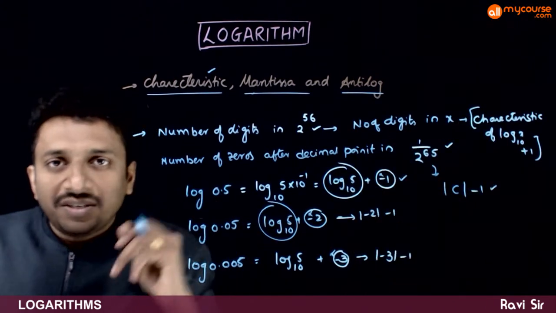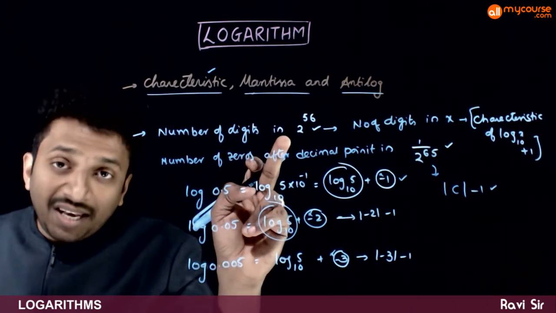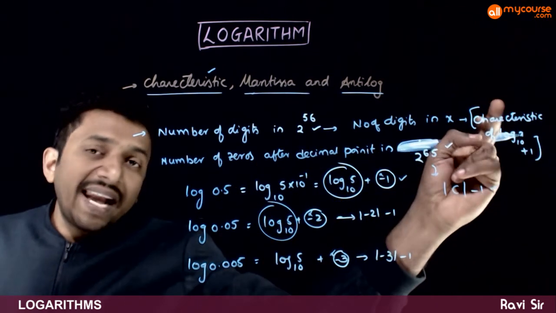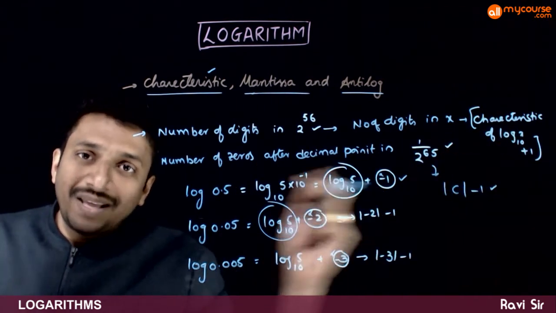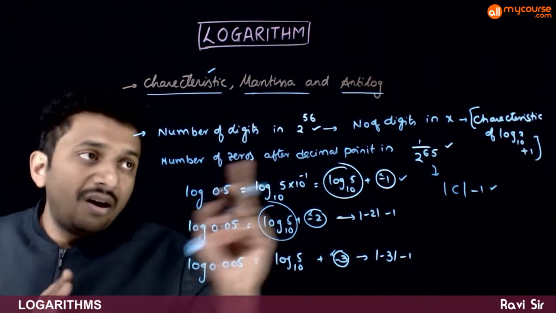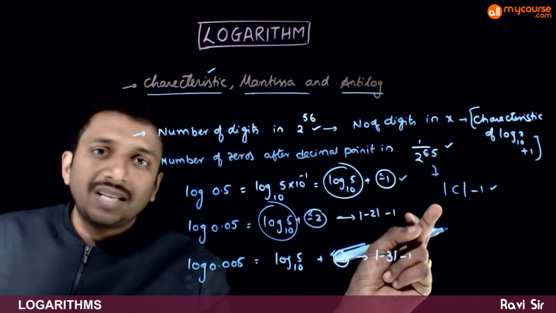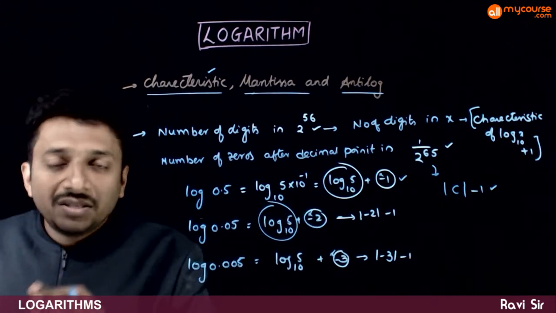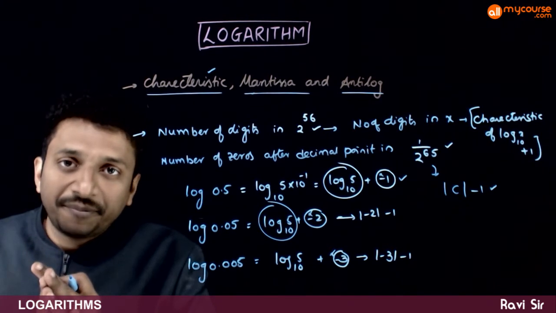These are the two formulas. The number of digits in any number is nothing but the characteristic of that number plus 1, and the number of zeros immediately after the decimal point of any small number is nothing but mod of characteristic minus 1. These are the two formulas which you need to remember.